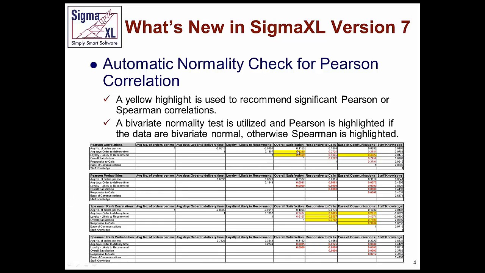So here in this example, you see some yellow highlights. We're saying that Pearson is the appropriate correlation to use for these correlations. And then down here, these highlights failed the bivariate normality test, and so Spearman is being recommended for those correlations. So it answers the question that is often asked: when do I use Pearson, when do I use Spearman? And of course, you still need to look at your data graphically, but this simplifies the process by having an automatic bivariate normality test built in and then simply highlighting the appropriate test to use.